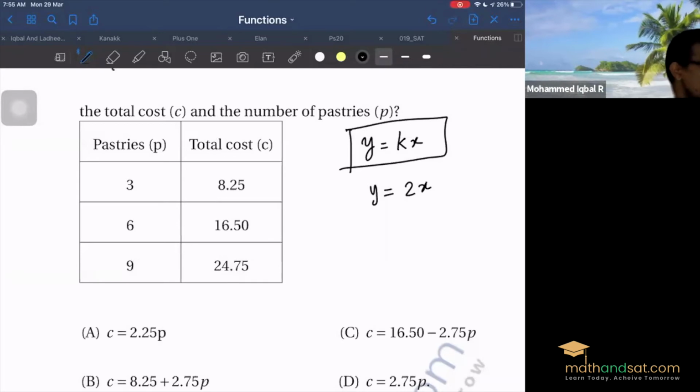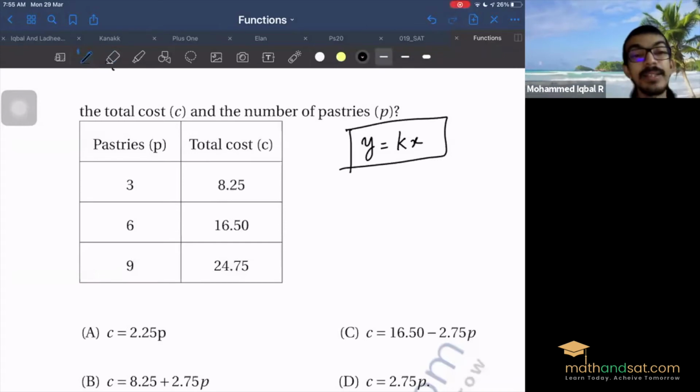And even in this question, you see that this is in direct proportion. Why? Because for 3 pastries, it's 8.25. When you double the number of pastries, the price gets doubled. The cost gets doubled. Don't you see that? When you double the input, the output gets doubled.